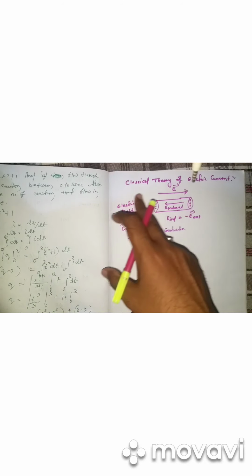Today my topic is classical theory of electric current. Already I have discussed the introduction of electric current using qualitative and quantitative ideas. Qualitatively, electric current is the movement of charge carriers, and quantitatively, it is the rate of flow of charge.